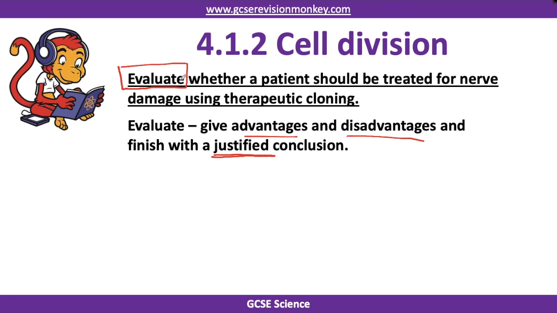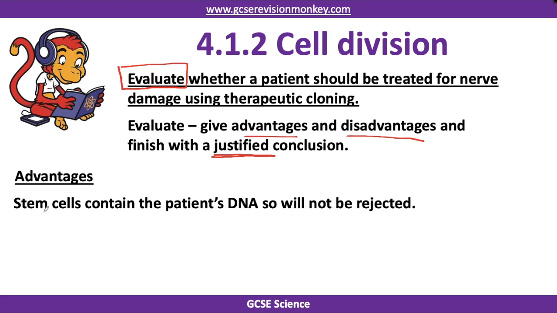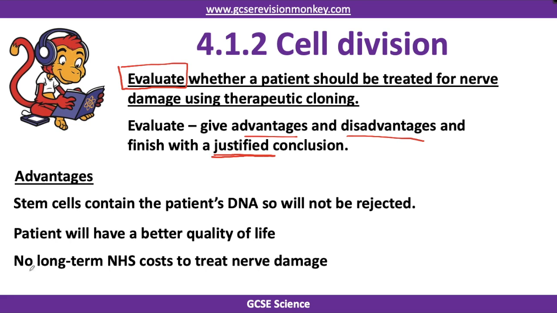If we were evaluating whether we should use therapeutic cloning for nerve damage, our advantages could be things such as stem cells contain the patient's DNA, so will not be rejected. The patient will have a better quality of life. And perhaps that there'll be no long-term NHS costs to treat nerve damage, because if we fix the person's disorder, then they wouldn't have to have drugs and treatment on the NHS.